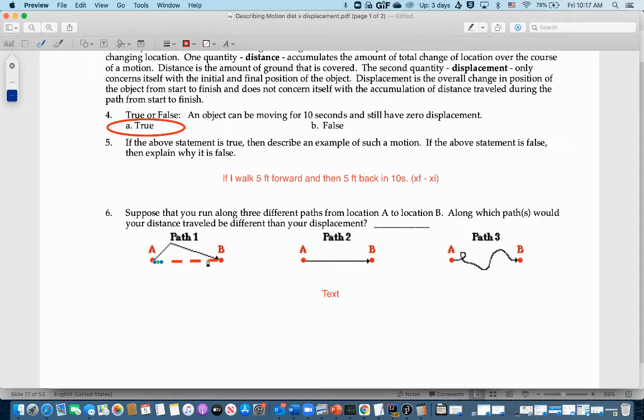This is my distance. This is my path traveled. Well, are they the same here? No. My displacement is this, while my path traveled is this. They're two different.